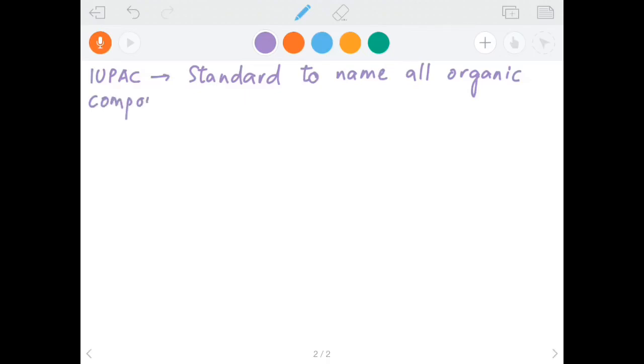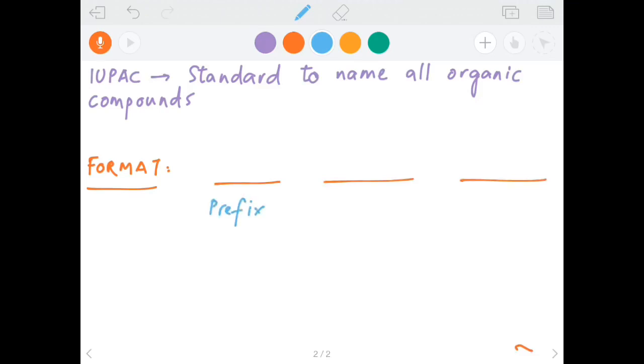Alright, so let us see how this is going to work. Every IUPAC nomenclature has a format, and the format is going to be divided into three parts. That's part 1, part 2 and part 3. Part 1 refers to a point called the prefix. The second part is known as the root word, and the third part is known as the suffix.